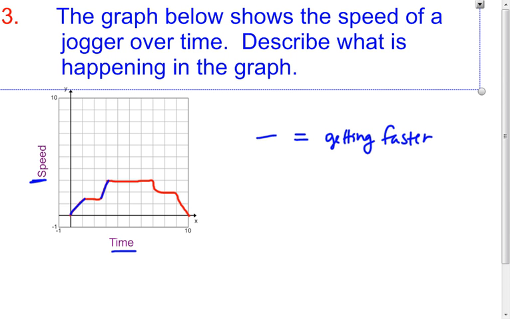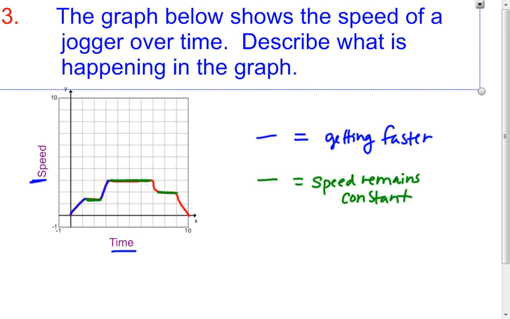Okay? In these sections here, this one, and this one, and this one, the jogger's speed is remaining the same. So they're like warming up, getting faster, right? And then right here they sort of stop, and then they sprint again in that blue section, and then right here they don't stop, but their speed remains constant. Okay? So in the green section, speed remains constant. They're not getting slower or faster.